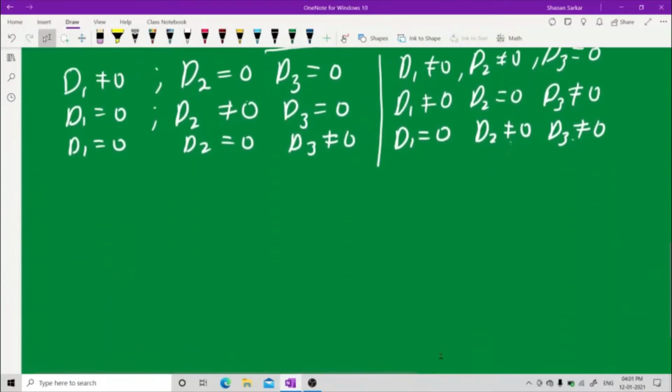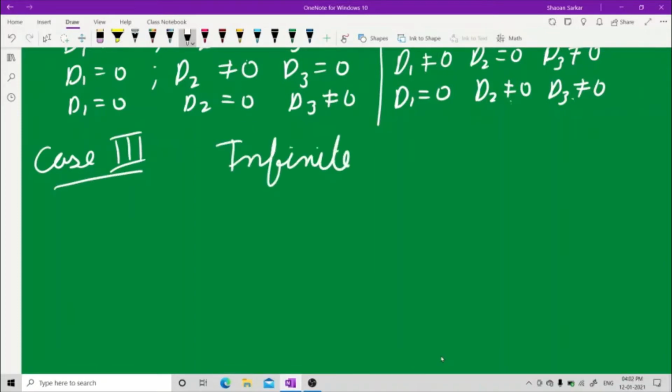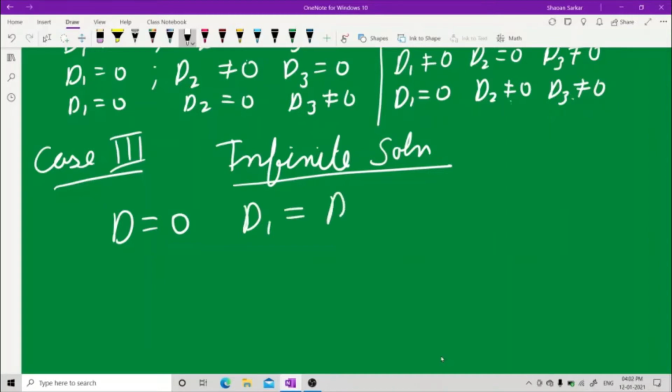For infinite solutions, case 3. For infinite solutions, we have D equal to 0. At the same time, D1 equal to D2 equal to D3. They all should be 0 at the same time. It is not like the previous case where one is 0 and one is not 0. No, all of them have to be 0.